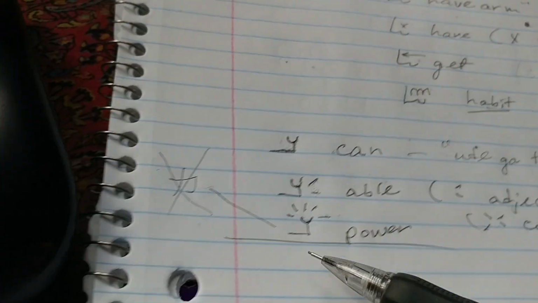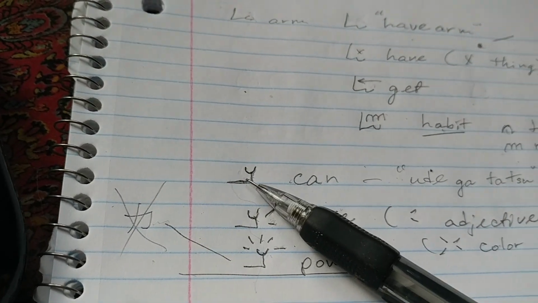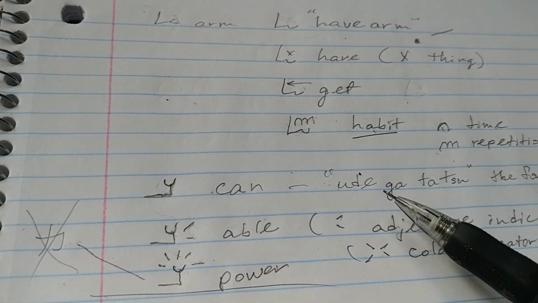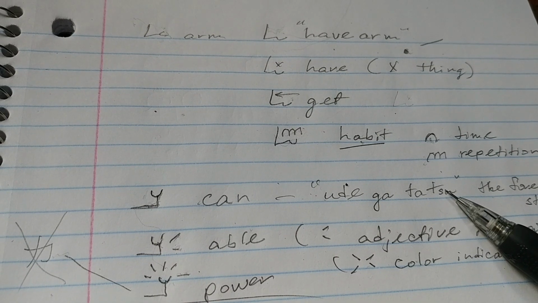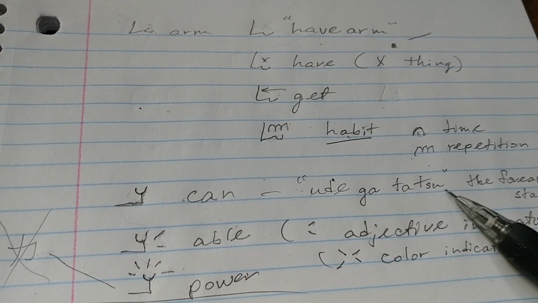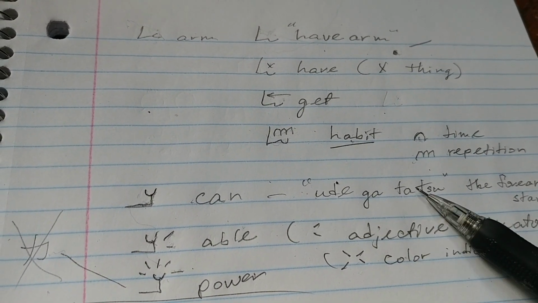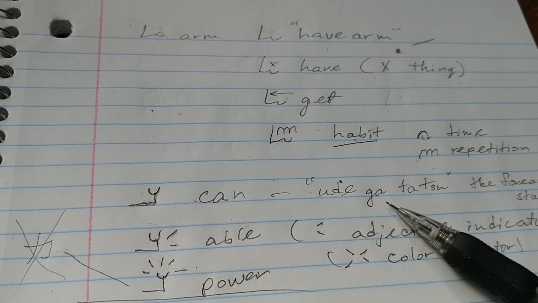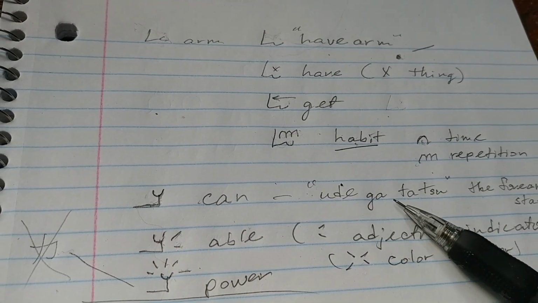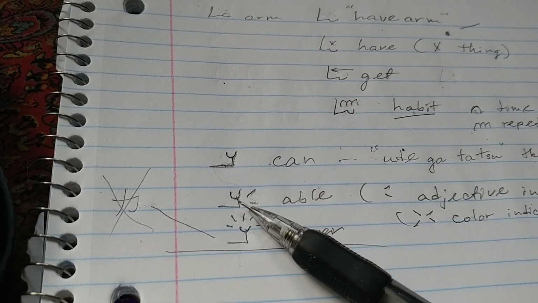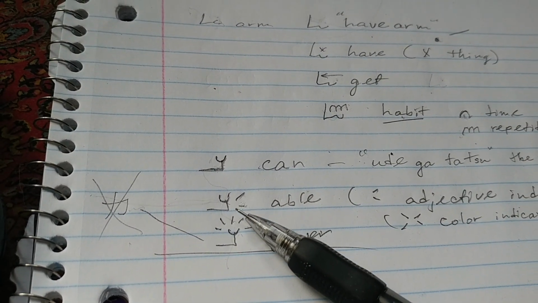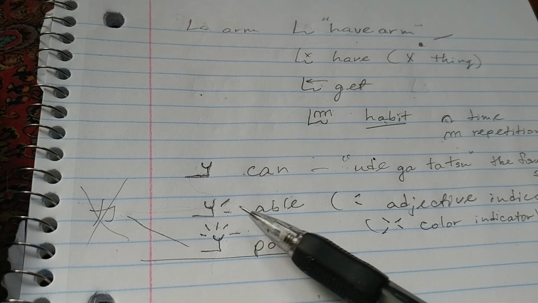Okay, and repetition. This is what I have for can. Actually, I got the idea from the Japanese udegatatsu, which means the forearm stands. And it's an expression that means having ability. Toka udegatatsu, that guy, forearm stands, he can do stuff. And on to can, I add with my adjective indicator, it is able.